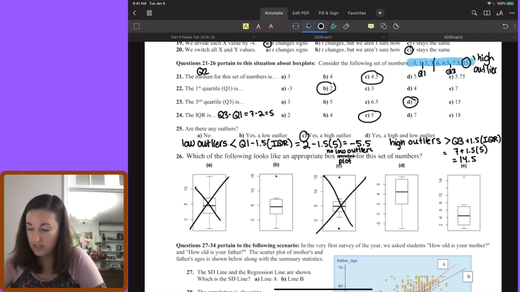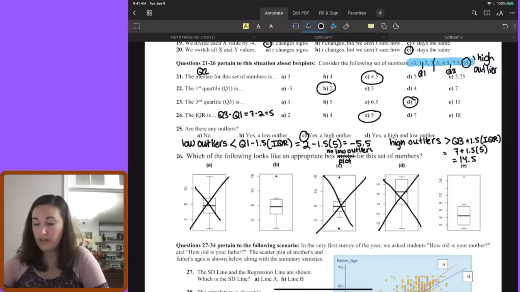So it's not C. It's not D. D has no outliers. And then E has one high outlier too. So the question is, is it B or E?